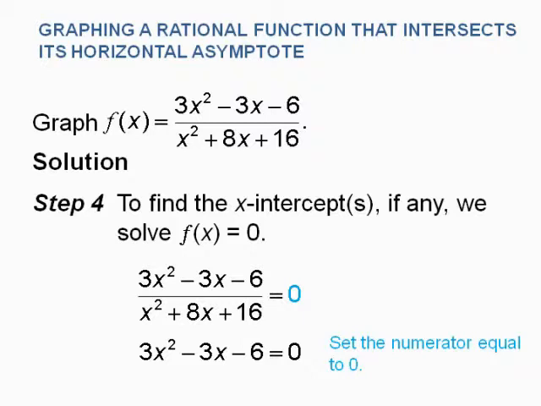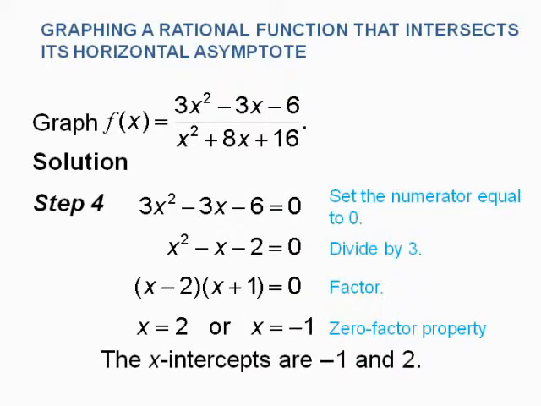To find the x-intercepts, we're going to let y be 0. So we're going to set that numerator equal to 0, and we'll find the other intercepts, which is always a good graphing tool. And notice this one has two x-intercepts, at negative 1 and 2. So we're just finding all kinds of pieces of this graph. Okay.